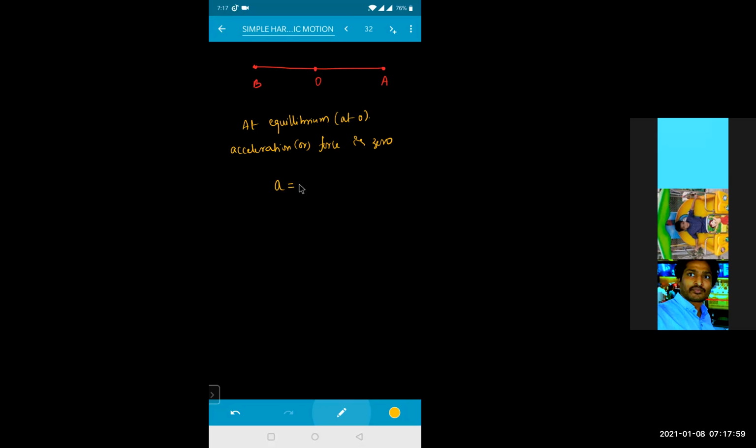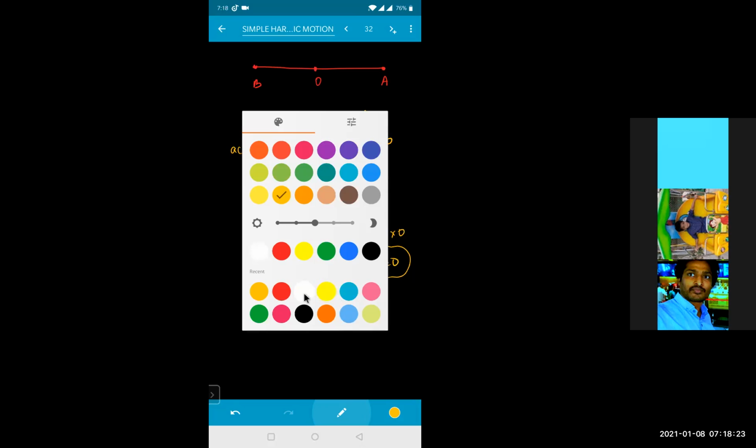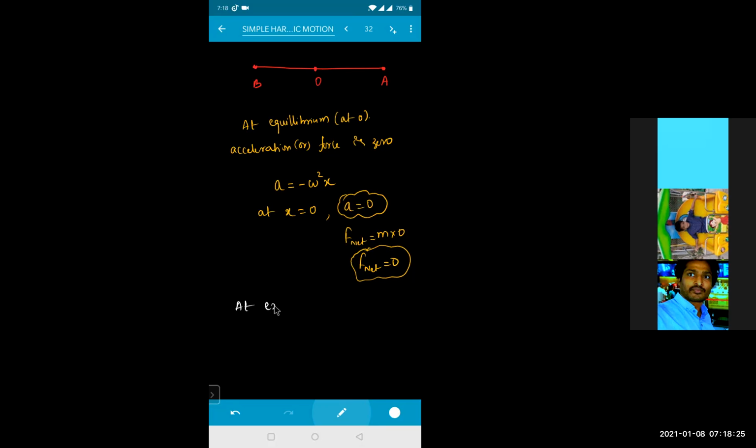So what is the acceleration formula? A is equal to minus omega square into x. That means at x equal to zero, acceleration is zero. So if acceleration is zero, obviously F net will be zero, because it is mass into acceleration. So net force acting on that particle is also zero. Is that clear? Now can you tell me what is happening at extreme position? At extreme position, the magnitude of the acceleration is maximum, and it is always directed towards the center.